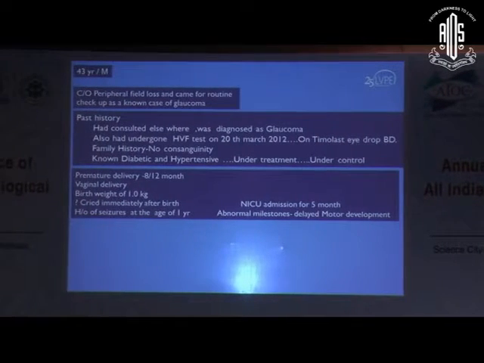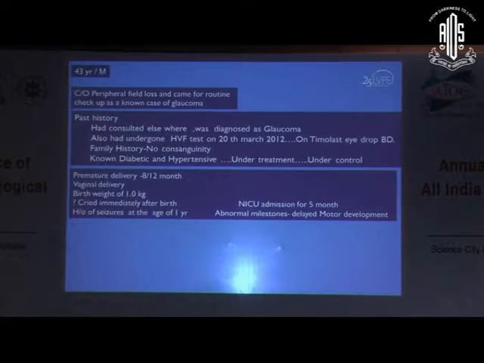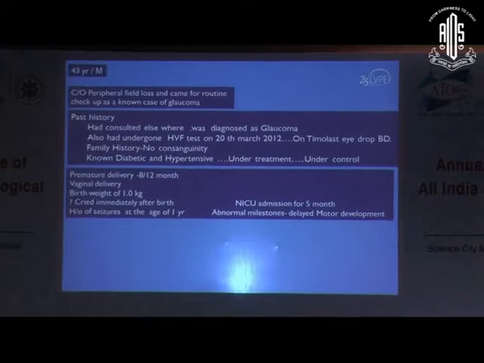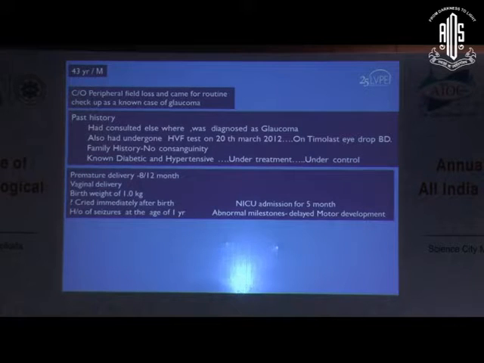And the last case is a 43-year-old, quite elderly patient. If you look at the history of this patient, he was already diagnosed as a glaucoma patient, had undergone HVF, and was on treatment with timolol. But if you look carefully, the clinching history was that he had a premature delivery, with low birth weight. He cried immediately after, though the history was a little doubtful. A delayed cry could be one of the factors where we can think of a neurodevelopmental anomaly. And he had a history of seizures at the age of 1 year.